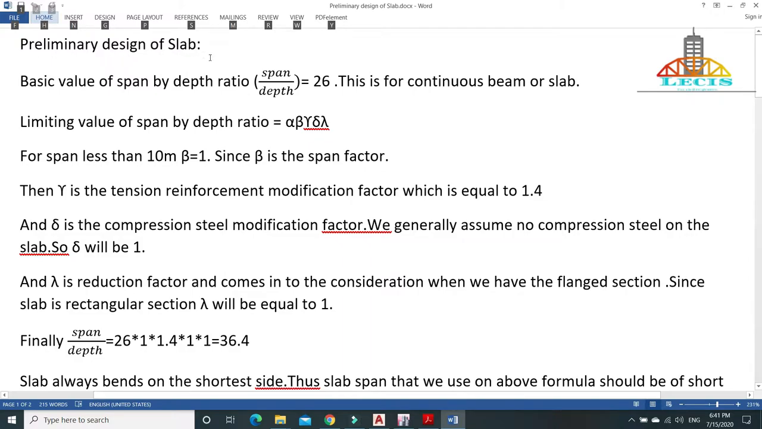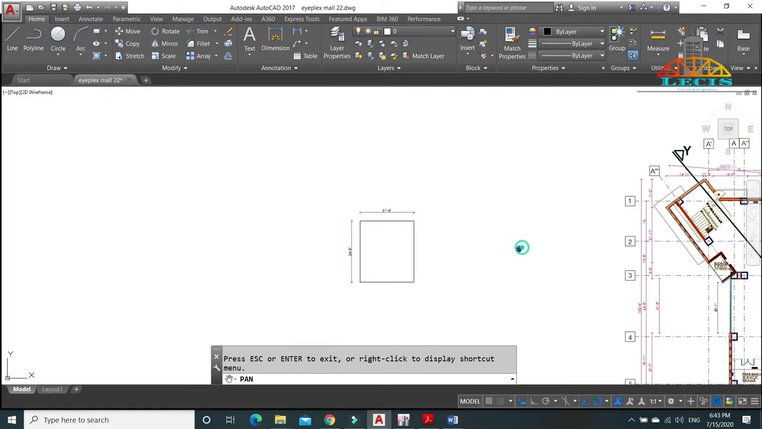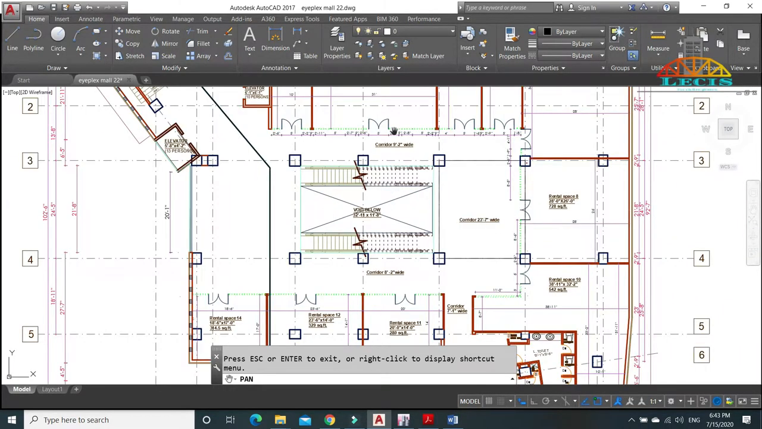Now, let's see the procedures of preliminary design of slab. Basically, the preliminary sizing of structural component is done with the help of span by depth ratio. The basic concept is we have span. So if we have span by depth ratio, then we can find the depth of slab. According to IS code, the basic value of span by depth ratio equals 26 for continuous beam or slab. We already knew that from the plan, our slab is continuous on all the sides. You can see again here, our slab is continuous on all the sides because this is an interior slab panel.